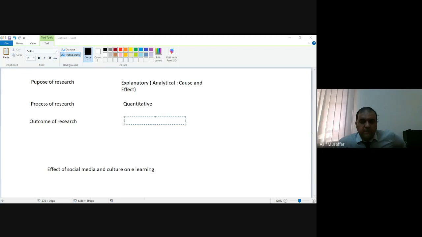Is it a basic research or applied research? Basic or applied? Okay, basic. What about other students? Is it a basic research or applied research? Applied research.